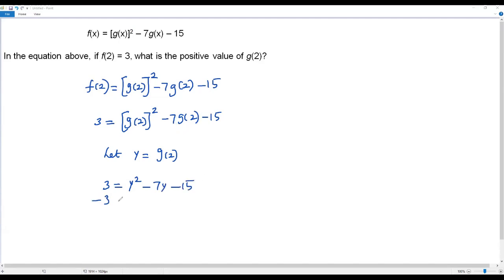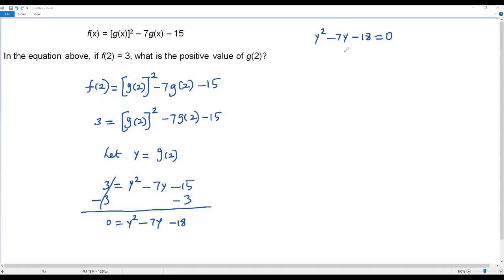Now I subtract 3 from both sides. When I do so, this positive 3, negative 3 will cancel out, giving 0 equals y square, negative 7y. When I combine negative 15 and negative 3, I am getting negative 18. Okay, now we have a quadratic equation in the variable y, and this quadratic equation is in standard form. Let me write the same quadratic equation over here. It is y square, negative 7y, negative 18 equals 0. I'm just writing this 0 on the right side of the equation.